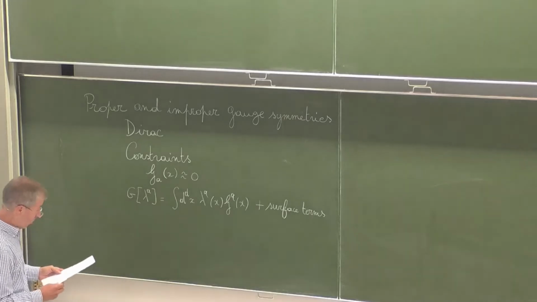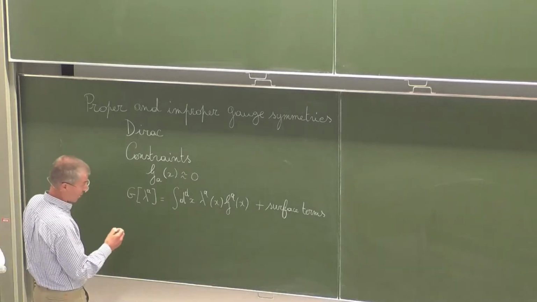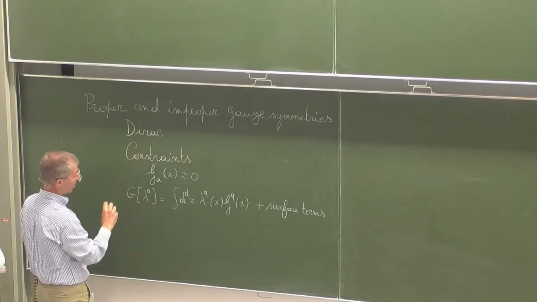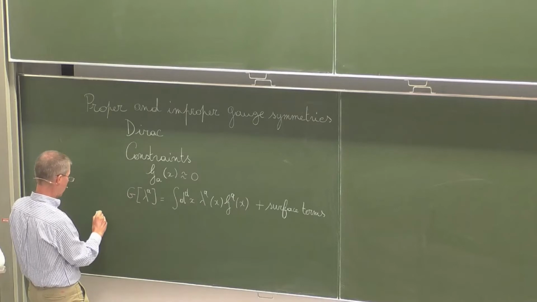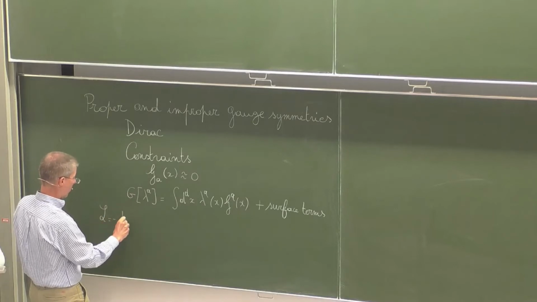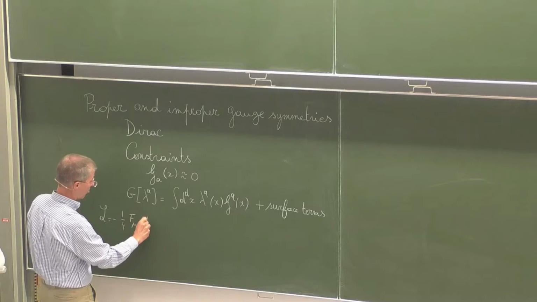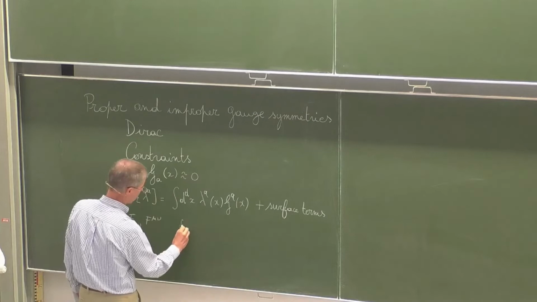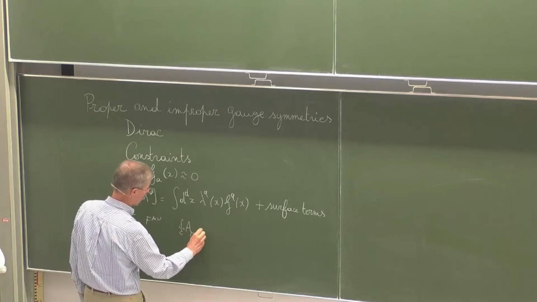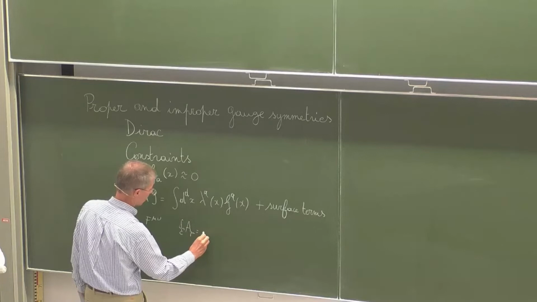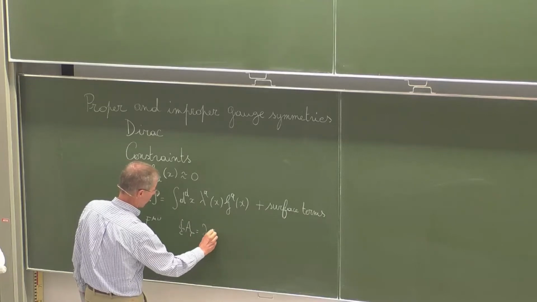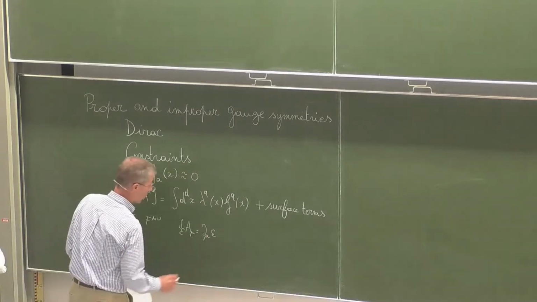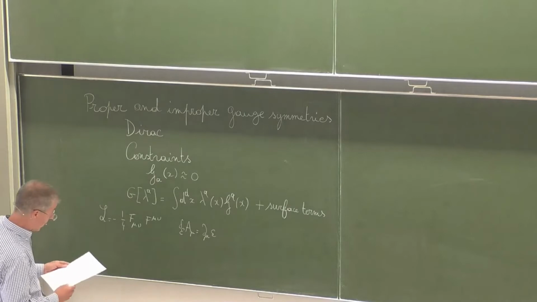We saw an example of that yesterday with electromagnetism. If you undo the Dirac analysis for electromagnetism, the Lagrangian is minus a quarter F_{mu nu} squared, where these are the gauge invariant field strengths, and the gauge transformation is that the vector potential is transformed by the gradient of a scalar, so an exact one-form.